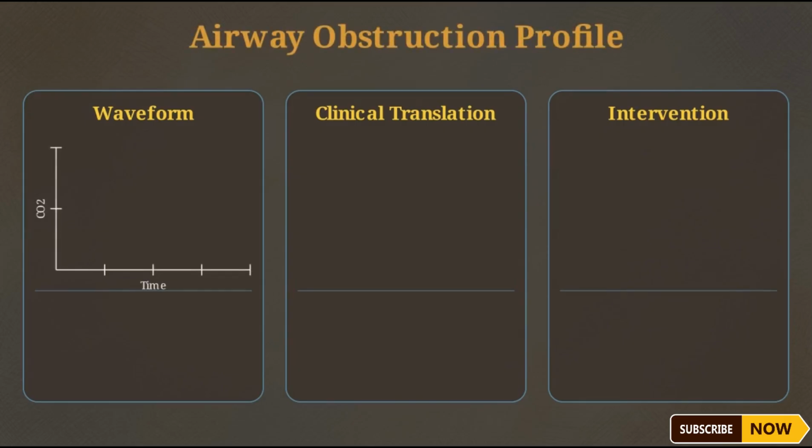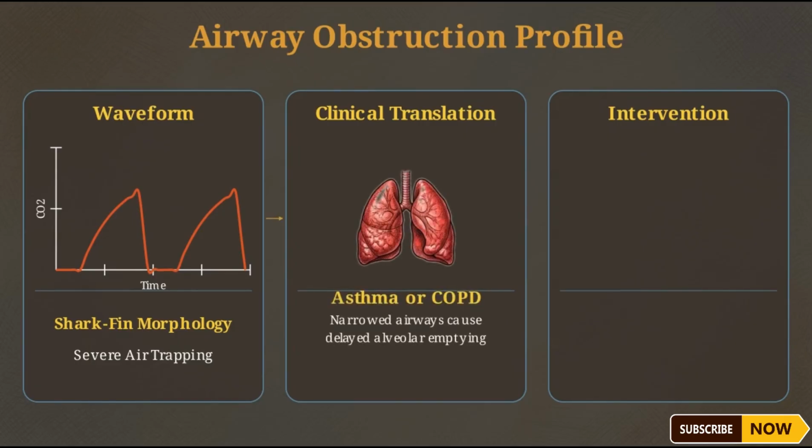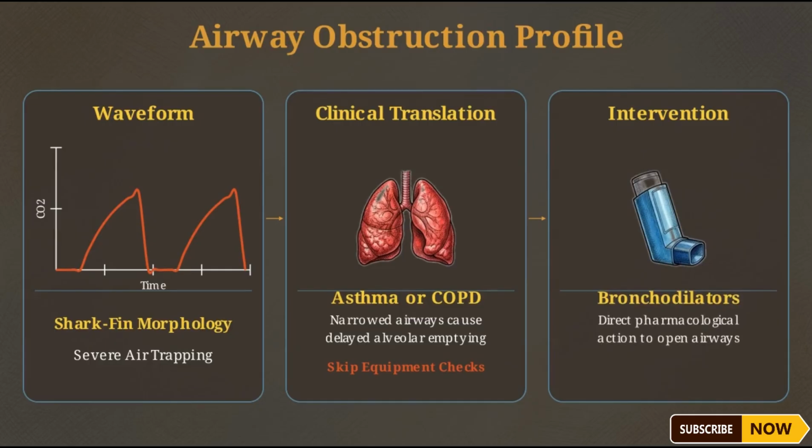First is the airway obstruction profile. The wave completely loses its flat top and curves upward, taking on the distinct shape of a shark's dorsal fin. Clinically, this means alveolar gas takes too long to empty, causing severe air trapping. Because this isolates the issue to the patient's pathophysiology, specifically asthma or COPD, you skip equipment checks. The immediate intervention is administering bronchodilators.